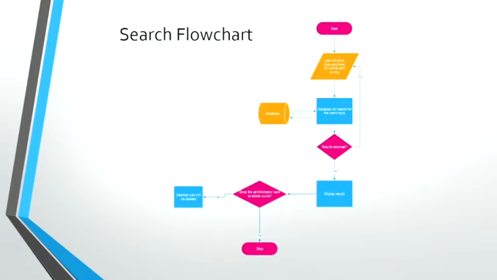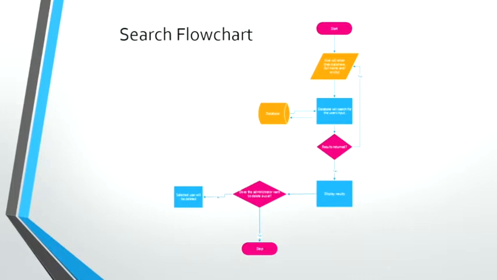Okay, so here we have the search flowchart. When it starts, the user will be asked to enter their data, which will be their full name or the city. There's only two options. Then the database will search for the user's input, going through the JDBC layer and retrieving that information from the database.